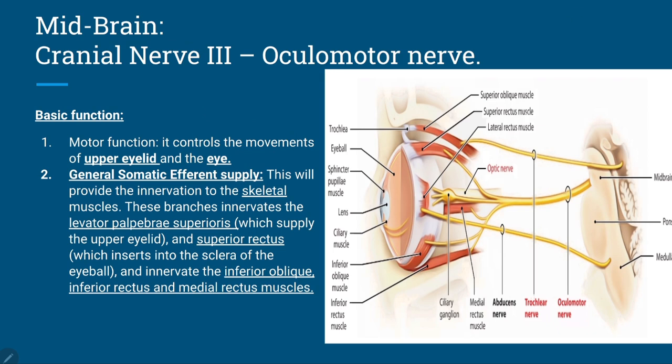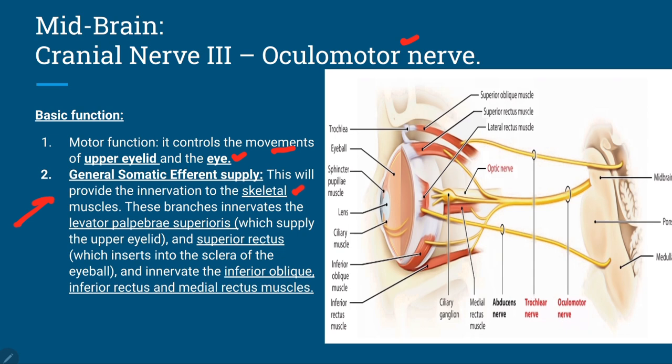Let us start with cranial nerve number 3, which is the oculomotor nerve. There are two basic functions of the oculomotor nerve. Number one, it controls the movement of the upper eyelid, and then there are functions within the eye. The first function, which is very vital, is associated with movement, and that is the general somatic efferent supply. This provides the innervation to the skeletal muscles.